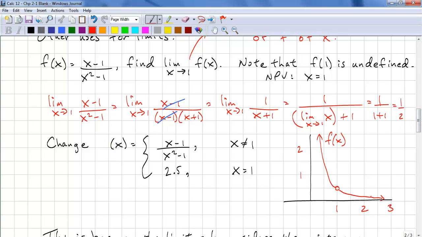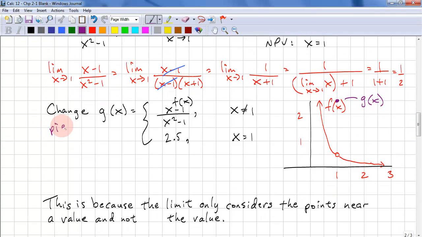Now, let's change this function. This is just f of x. We'll define g of x as a piecewise function of f of x when x does not equal 1, and we'll let this function equal 2.5 when x equals 1. So here we have 2.5 when x equals 1. This is g of x, a piecewise function. The question is, what is the limit as x approaches 1 of g of x?